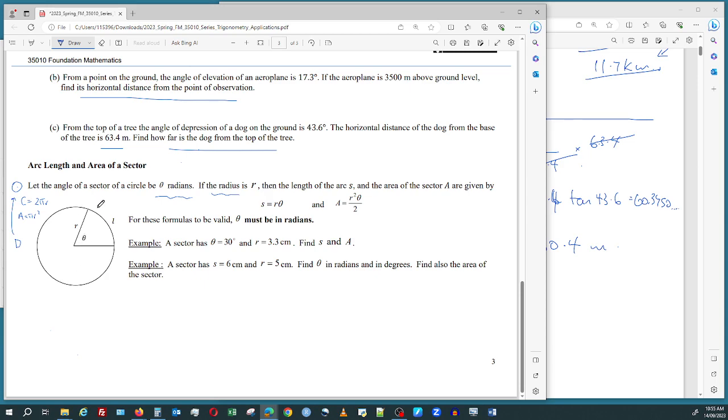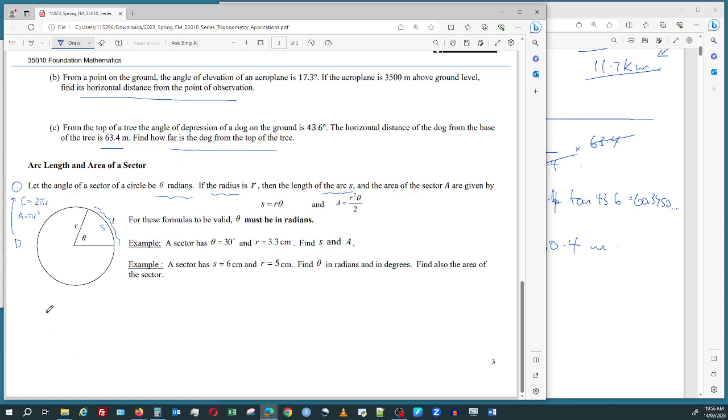So the length of the arc is often very confusing, because students mix up L and S. The length of the arc is S, and then there is the area of the sector. They're just a proportion.